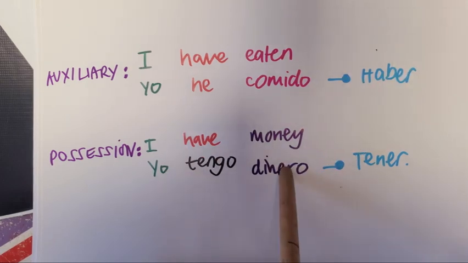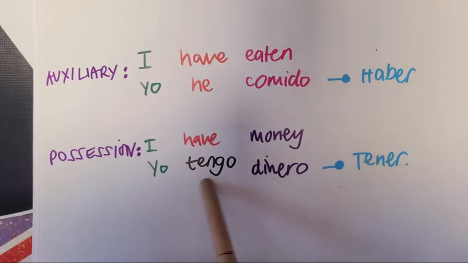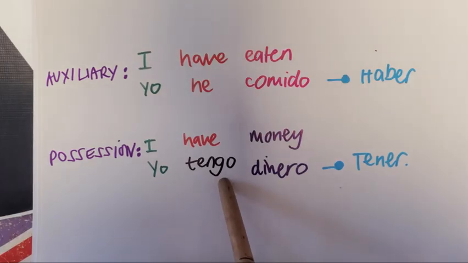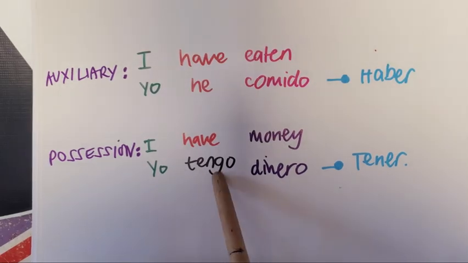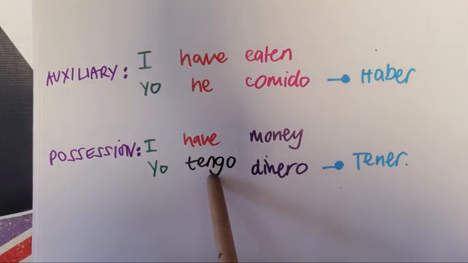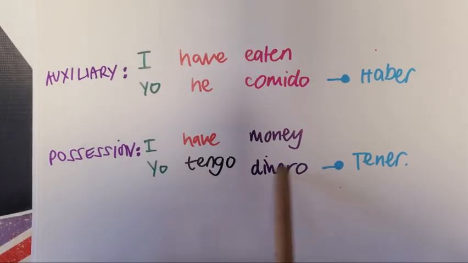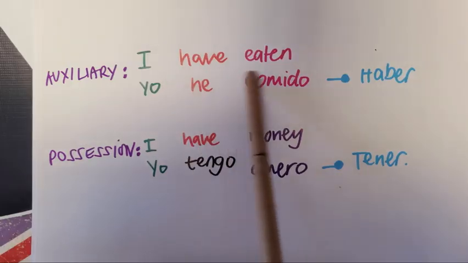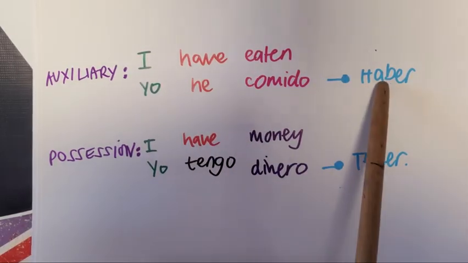Yo tengo dinero. Tener. Yo tengo, can you think of something yourself? Yo tengo, you have a lighter. Yo tengo una encendedora. I have a drink. Yo tengo una bebida. Una bebida is a drink, okay? So when I'm saying I have eaten, I had eaten, etc., we use haber.